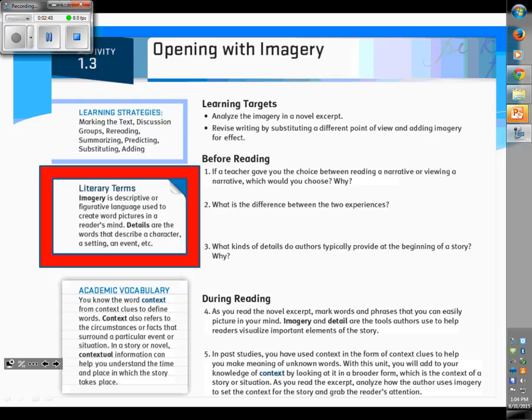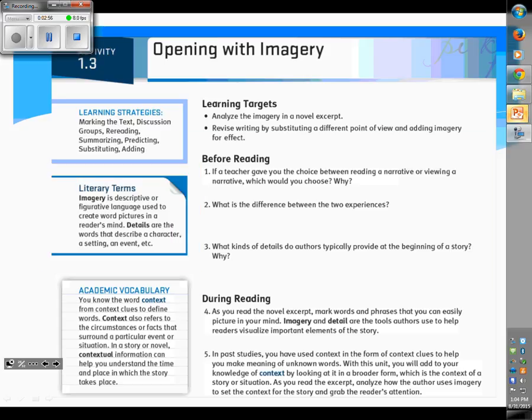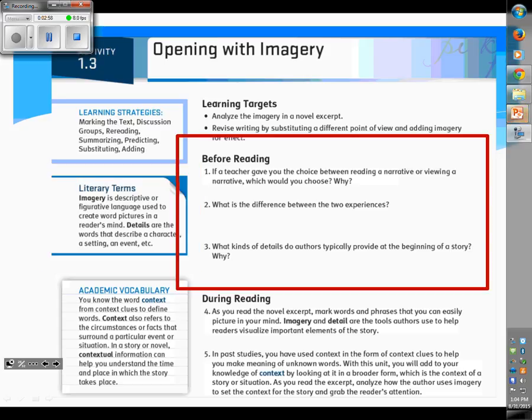All right, so now we're going to take a look at the before reading section. So we've got these 3 questions that we're going to go ahead and tackle. Could you read the first question for us in the before reading, Nicholas? If a teacher gave you the choice between reading a narrative or viewing a narrative, which would you choose? Why? All right, so real quick, answer that question. It doesn't have to be in complete sentences. It could just be very quickly. Reading because blank. Watching because blank.